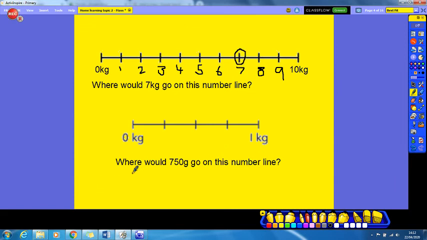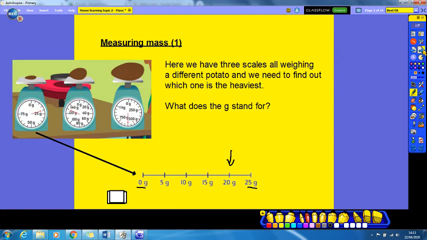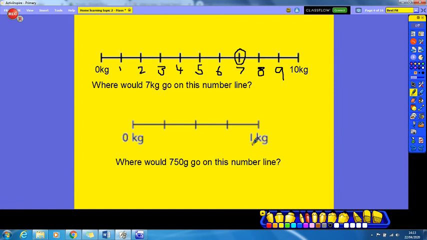Okay? So finally, where would 750 grams go on this number line? Now remember what 1 kilogram is the same as, and see if you can figure out where 750 grams would go. Pause the video and have a go. Okay, so if we go back to the very start, I told you that 1,000 grams is equal to 1 kilogram. So I know that 1 kilogram I could also write as 1,000 grams.